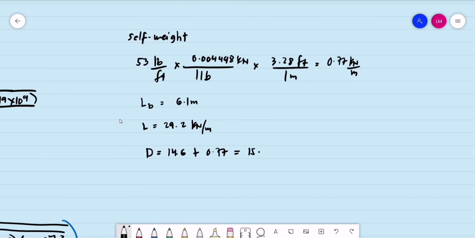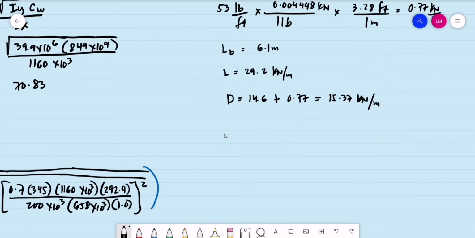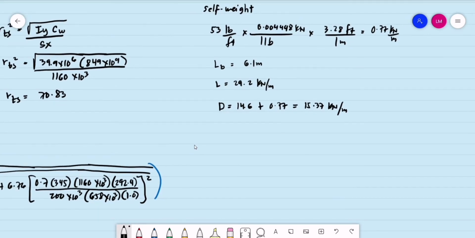So the total uniform dead load is 14.6 plus 0.77, which gives 15.37 kilonewtons per meter. Now let's get the ultimate uniform load to be carried by the beam. That is our W sub U, equal to 1.2 of the dead load plus 1.6 of the live load. So W sub U is equal to 1.2 of 15.37 plus 1.6 of 29.2.